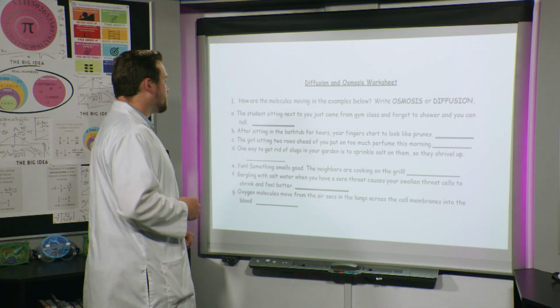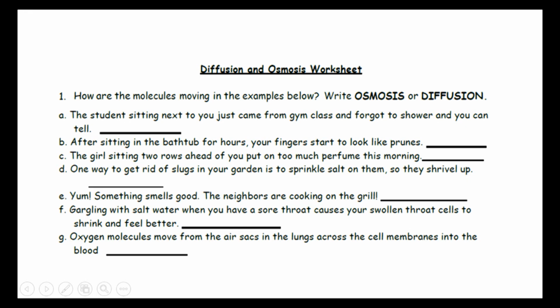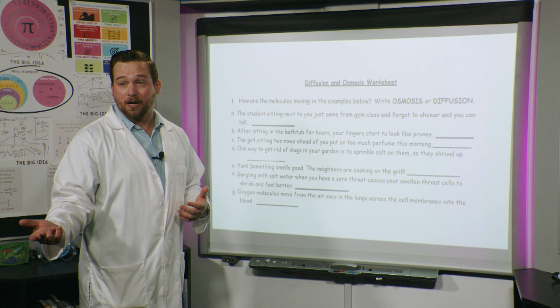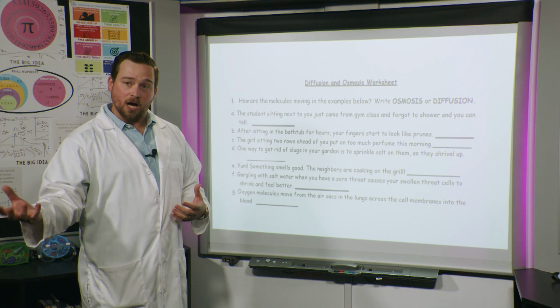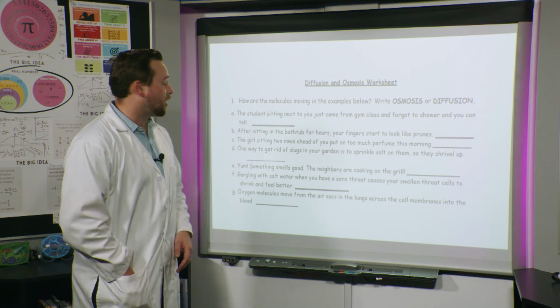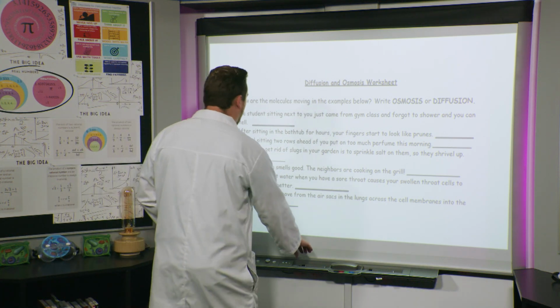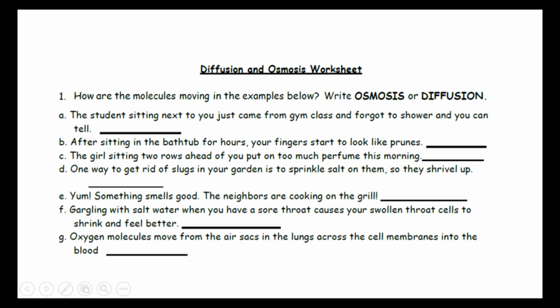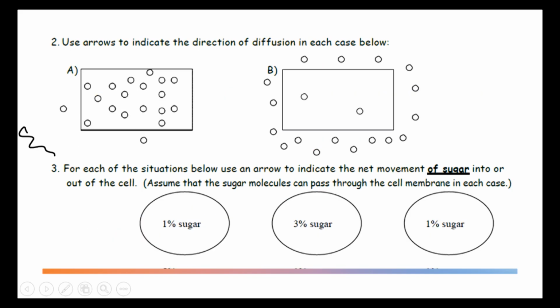So the first one here says, the student sitting next to you just came from gym class and forgot to shower and you can tell, okay? So imagine a student comes in, they could even be sitting on the opposite side of the room. So the smell is kind of coming from them, but how did it get all the way over to you? Well, that's an example of diffusion. So let's go ahead and write that one in, all right? So this first one would definitely be a form of diffusion, okay?